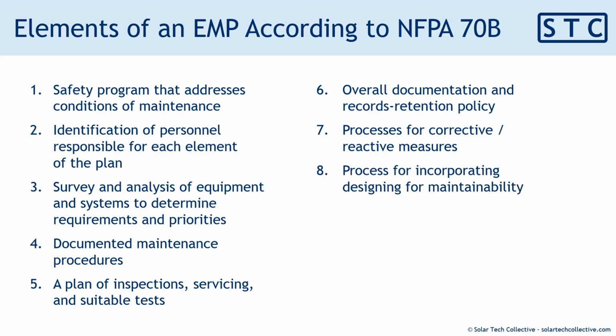It must also include a process to incorporate designing the electrical system for maintainability, meaning that systems should be analyzed for ways to change them so that maintenance activities can be performed more safely and effectively. And finally, there need to be processes for reviewing and revising the EMP based upon maintenance results and failures to support its continuous improvement.